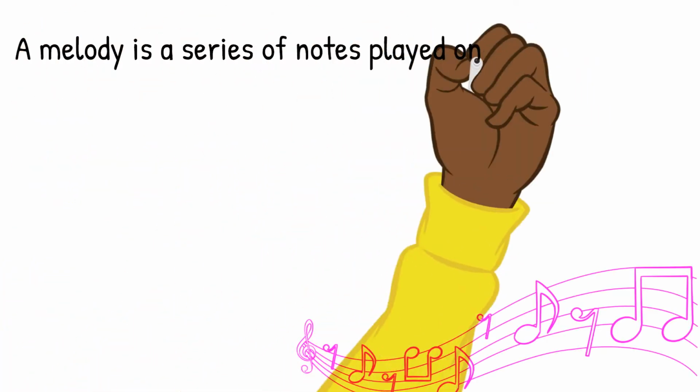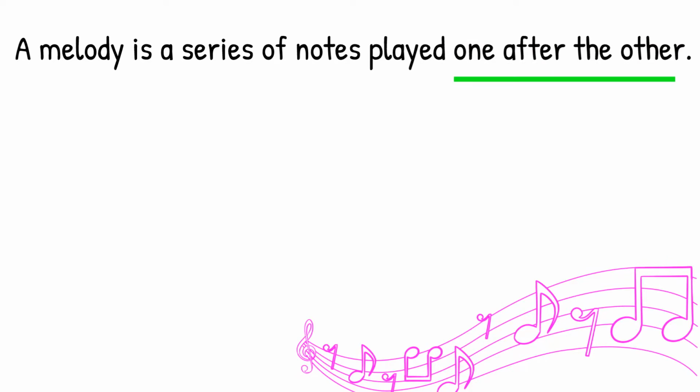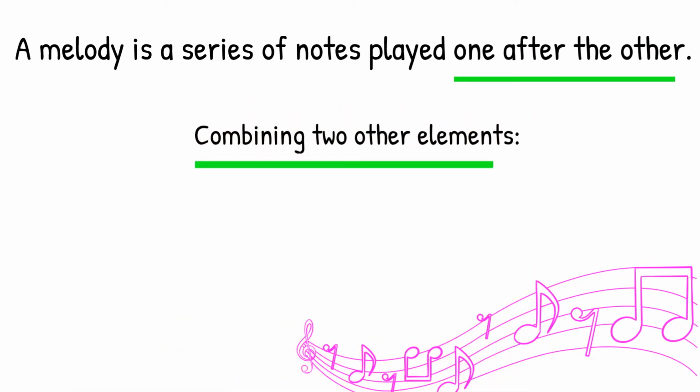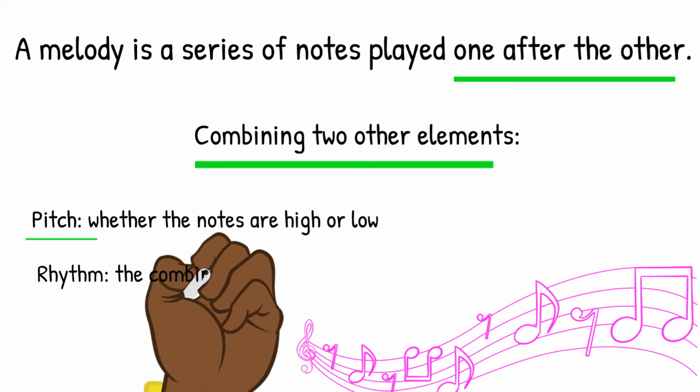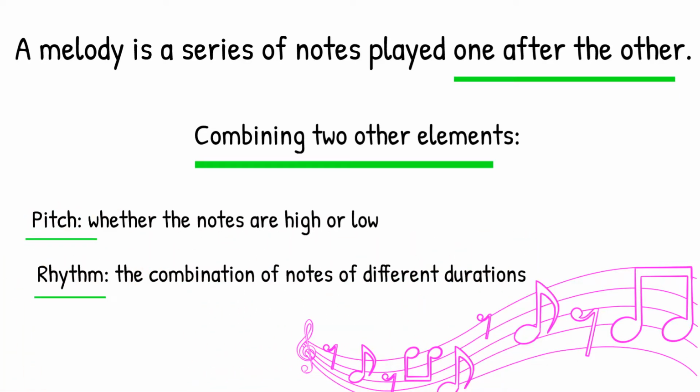A melody is a series of notes played one after the other. When writing a melody, composers are combining two other elements: pitch, whether the notes are high or low, and rhythm, the combination of notes of different durations.